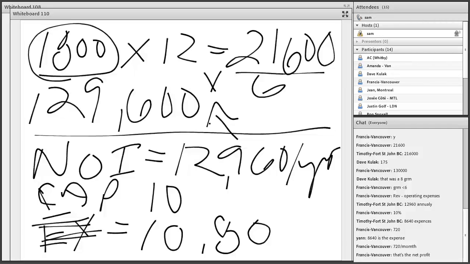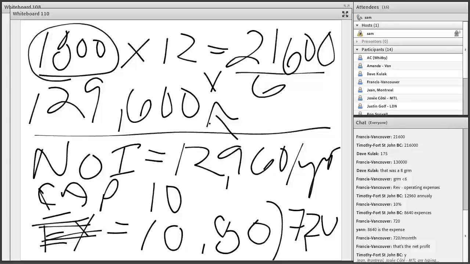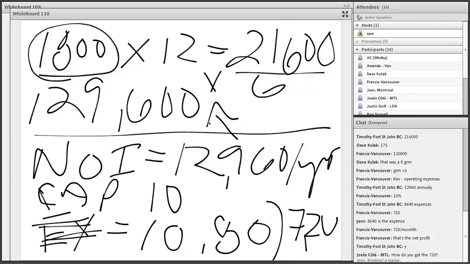So that would be the net operating. That's how much we would take in. The 720, exactly right, would be the expenses. Good job. That's correct. Does everybody follow that calculation? Does anybody not follow that calculation?